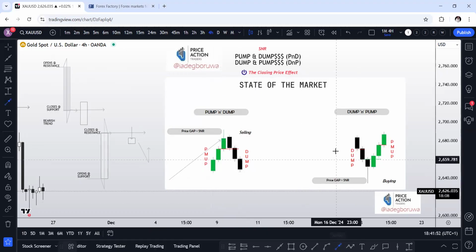But when it comes down, we say it's dumping into the support area. Then once the support is rejected, that means the lower prices are rejected and price starts pumping upward, reversing the trend from bearish to bullish. So this is pump and dump, and this is dump and pump.